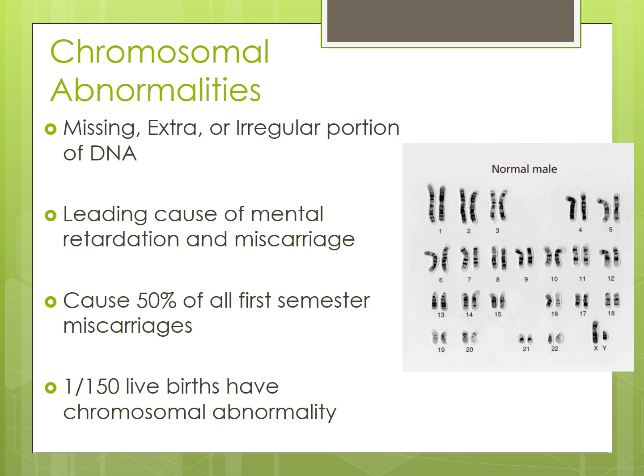As you see, almost 50% of all first trimester miscarriages are associated with abnormalities, and it is relatively common though to be born with a chromosomal abnormality, in that 1 in 150 live births have chromosomal abnormalities. And we'll talk about some of the more common ones like Down syndrome in the later portions of this lecture.